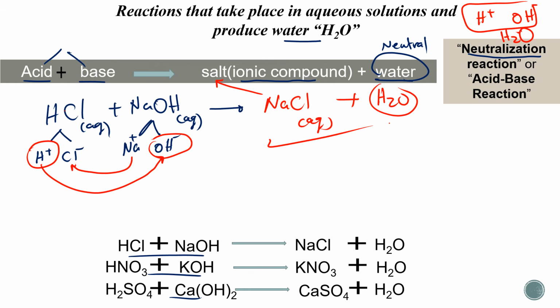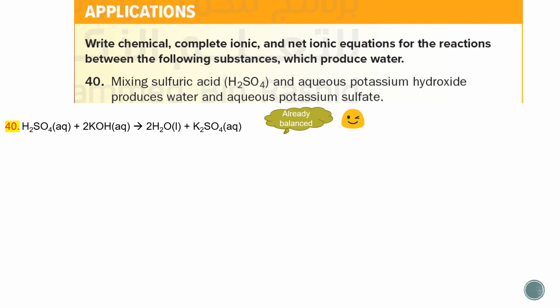Okay? So now we will see an example. Write chemical, complete ionic and net ionic equation for this reaction. So mixing sulfuric acid and potassium hydroxide. So potassium hydroxide is KOH. Produces water and aqueous potassium sulfate. هذا الكلام أنا كتبته هني ووزنت المعادلة. So this part you should already know how to do. لازم نكون already عارفين كيف نحول الكلام إلى معادلة. Okay? And balance it. Now how do we write complete ionic equation?